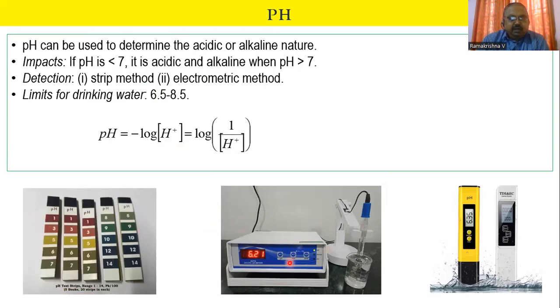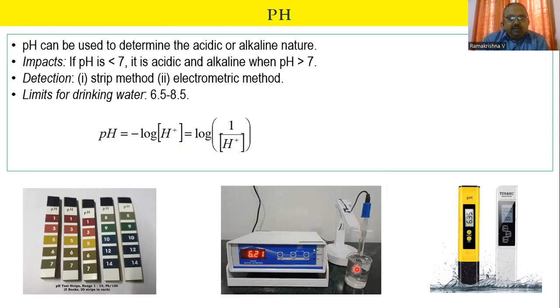Otherwise, we have the electrode method. Usually, we have an electrode. We take water in a sample beaker, dip the electrode, and then we test. Then the value comes directly in the display readout.